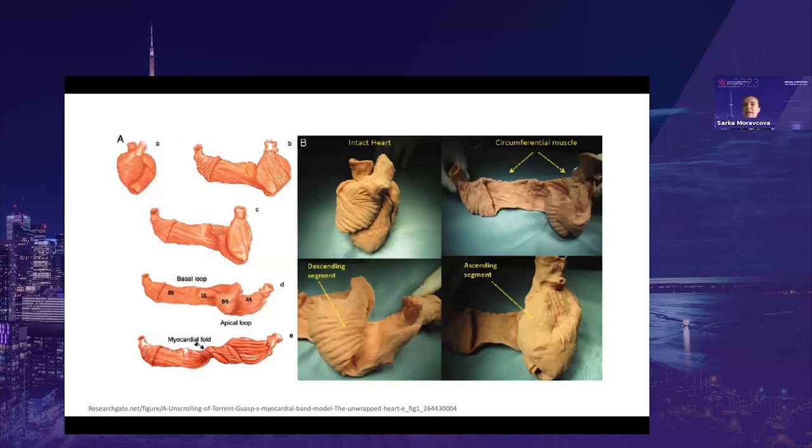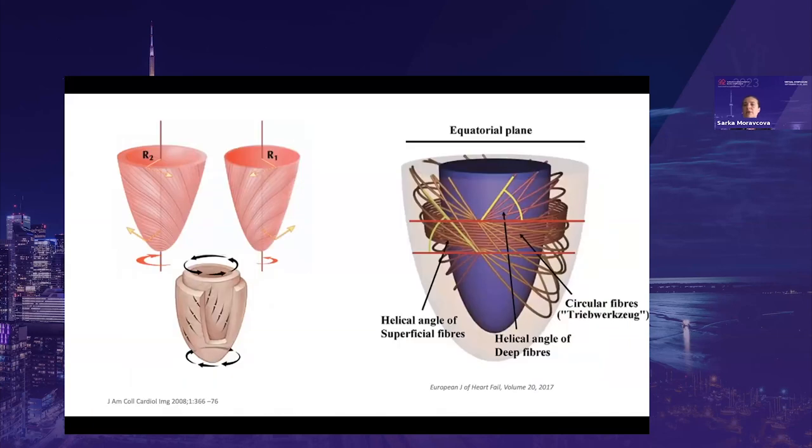Left ventricle muscle is a complex structure, and it has been studied in many papers. It's arranged in layers, and Francisco Torrent-Guasp showed that the ventricular myocardium can be unwrapped into a single muscular myocardial band. The band extends from the pulmonary artery to the aorta, and in the middle performs a 180-degree twist. According to the fibers' orientation, there are three layers.